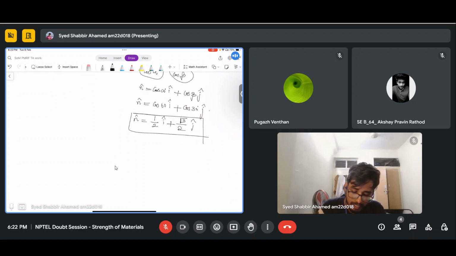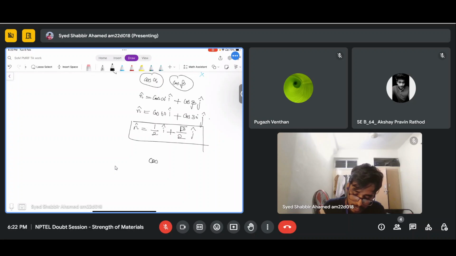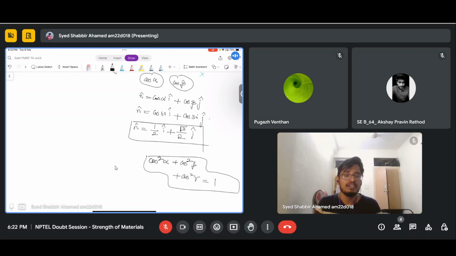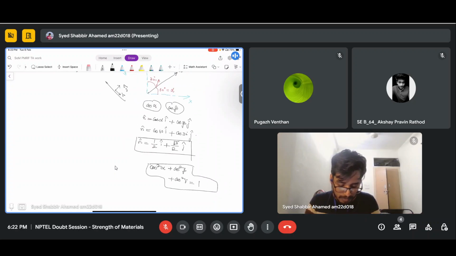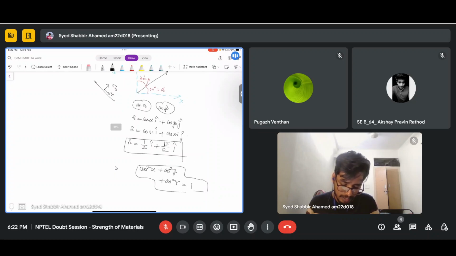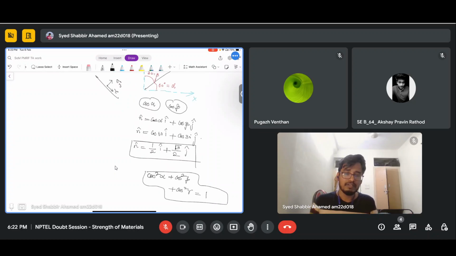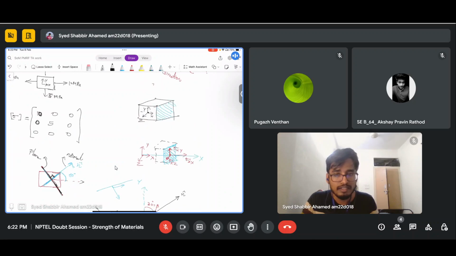So always remember that the sum of squares of these direction cosines, cos square alpha plus cos square beta, and if you also have a z-axis, then the summation of these three, cos square alpha plus cos square beta plus cos square gamma, is equal to 1. Here we only have cos square alpha plus cos square beta.